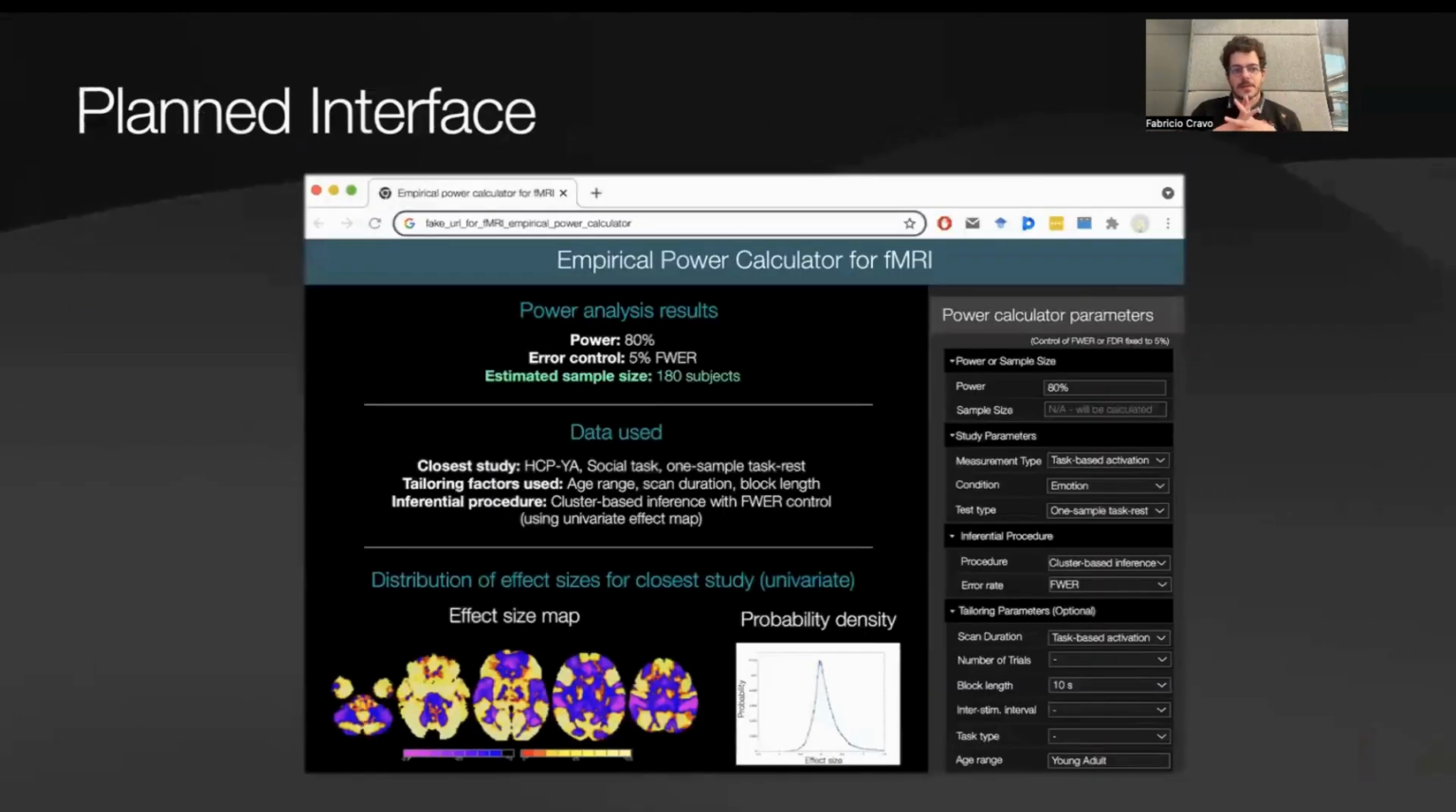So what is our planned interface for this power calculator? Well, as it was said in the title, it's a web-based interface. So you would be able to access a URL, and the idea was that you would input your experimental conditions, or input conditions which are closest to the experiment that you're planning on working on, and you would get a power estimation.